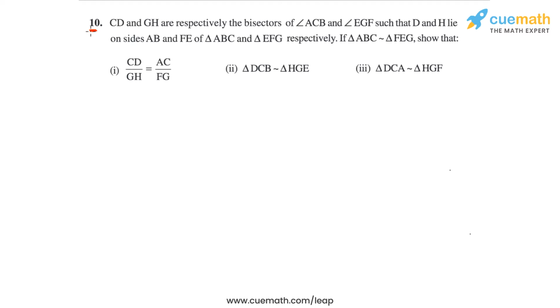Question 10 of this exercise says CD and GH are respectively the bisectors of angle ACB and angle EGF such that D and H lie on sides AB and FE of triangle ABC and triangle EFG respectively. And if triangle ABC is similar to triangle FEG, we have to show these three following parts. So before we go through the parts we have to show, let's first draw a figure for this information given.